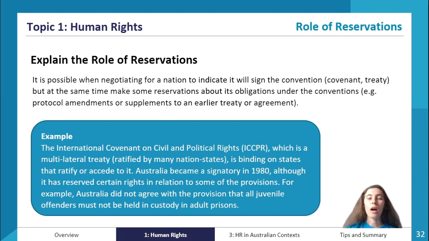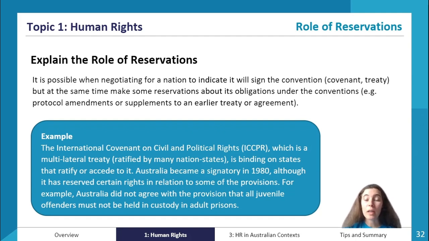So it's possible to say what those reservations are about the obligations under the conventions. So any kind of protocol amendments or supplements to an earlier treaty or agreement. So let's have a look at an example.